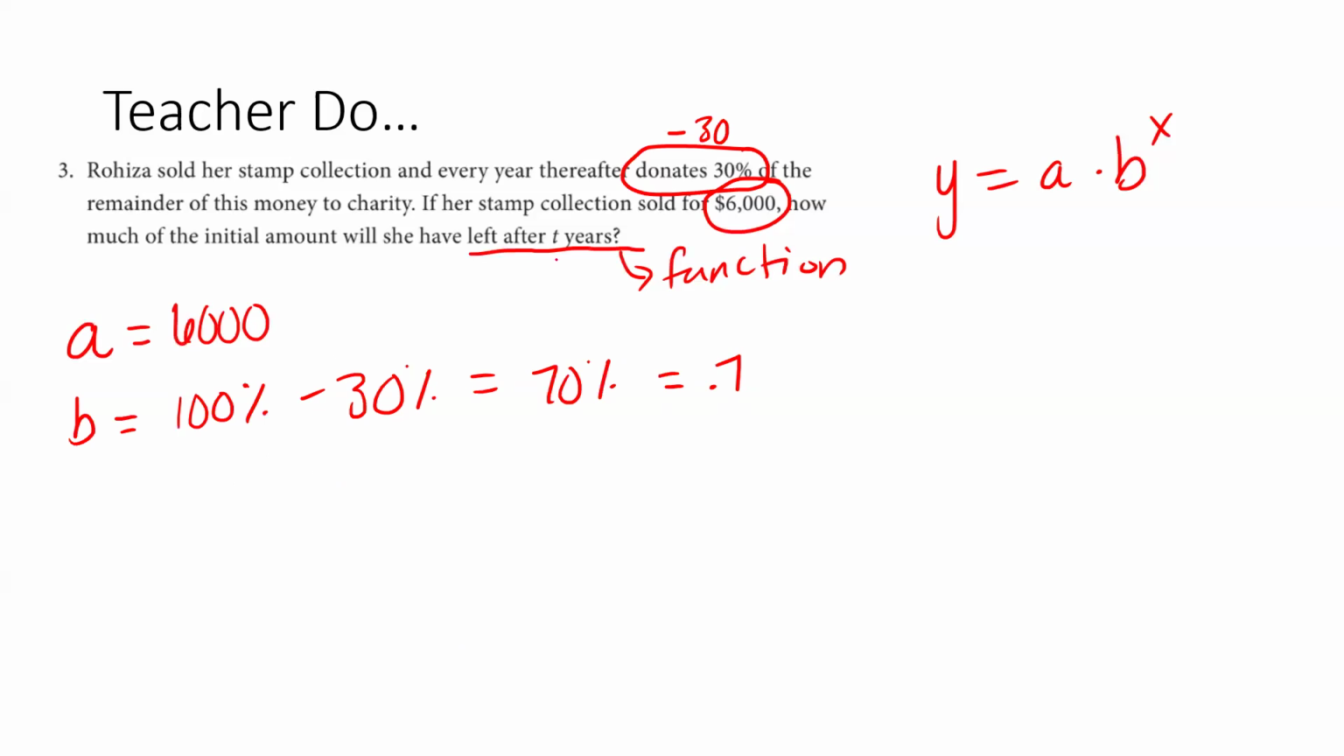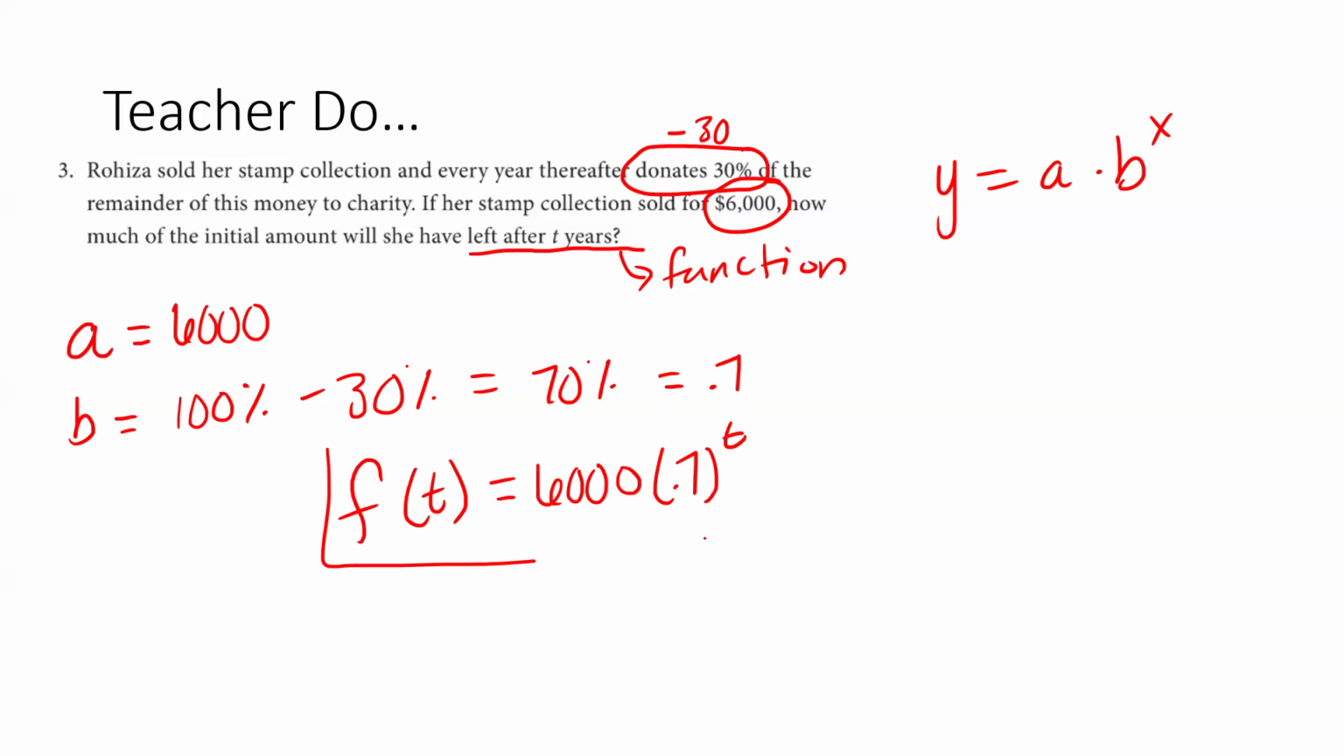Yes. So it asks us to put it in terms of t. So instead of f of x, we write f of t equals 6,000 times 0.7 to the t. Yay, nay?